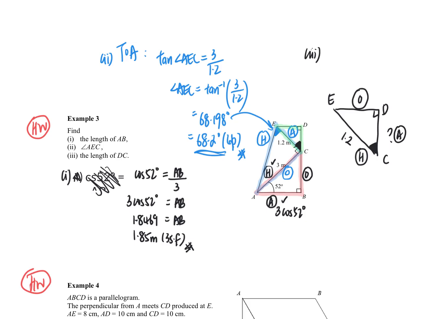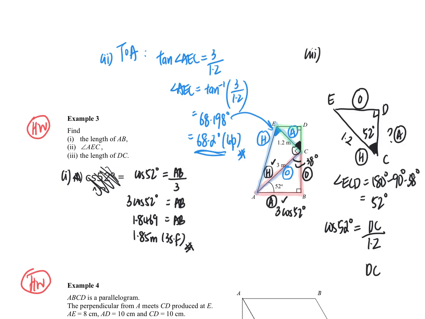180 minus the 90 minus this one, right? This one I can find. This one is like 38 degrees, which is 180 minus 90 minus 52. So that is 38. So I need to first find ECD, which is 180 take away the 90 degrees, take away the 38. So that's also a 52, right? Okay, so with this being 52, now I can use my cosine. So cosine of the angle 52 is A over H. So CD or DC is just 1.2 cosine 52.